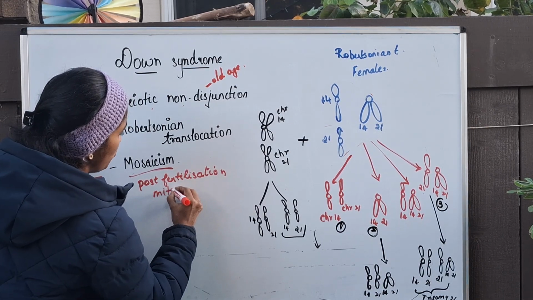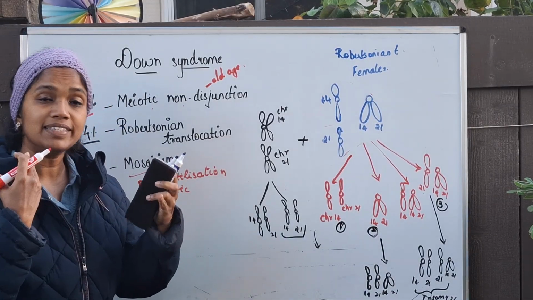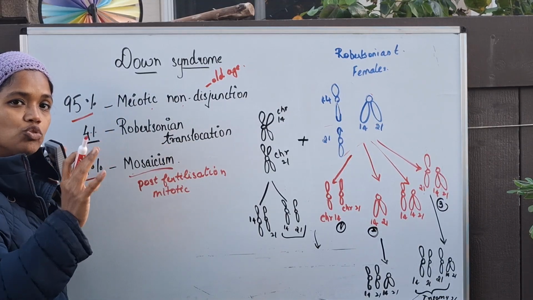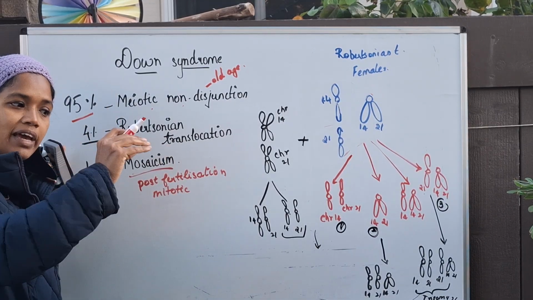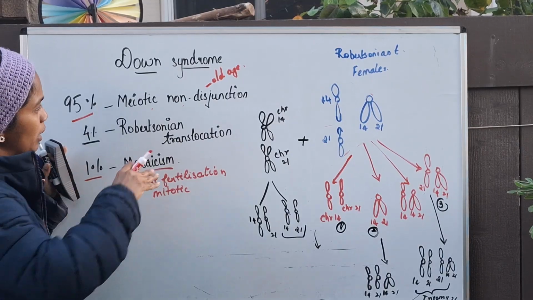So, they will not be presenting with very severe Down syndrome, because not all the cells will be containing this trisomy 21. It is only mosaicism. Here and there trisomy 21 will be presenting. So, they will be much less severe compared to the other two.